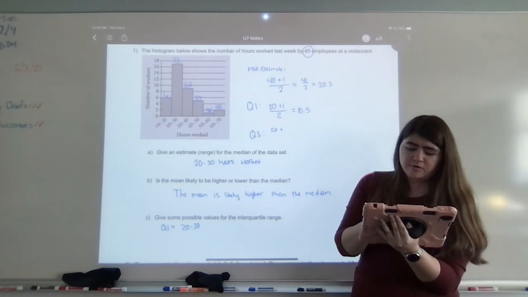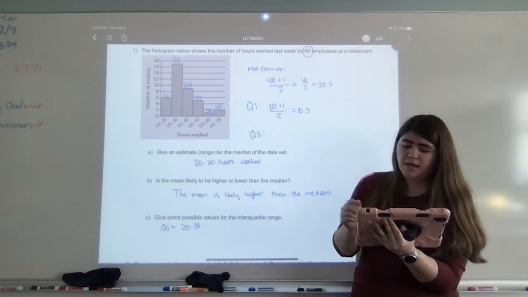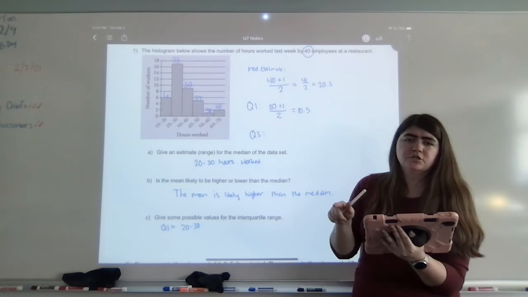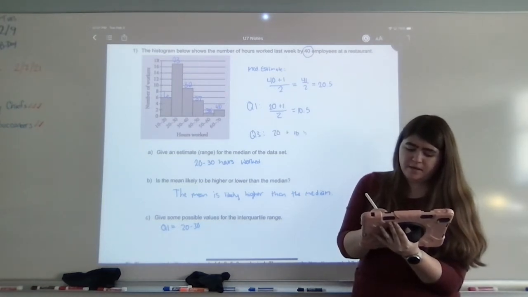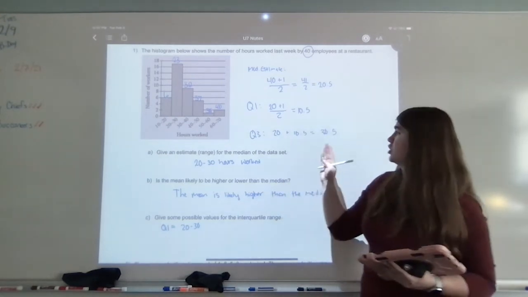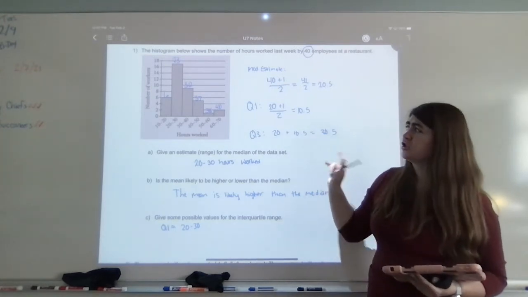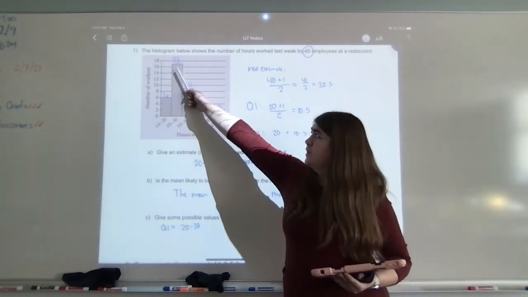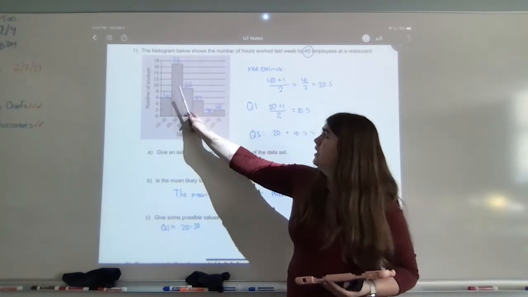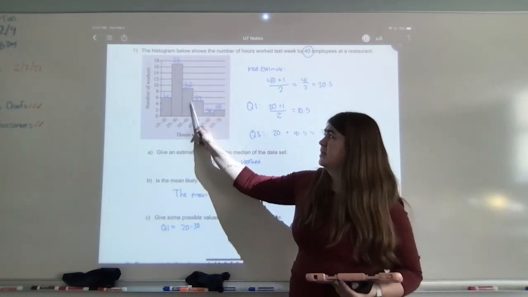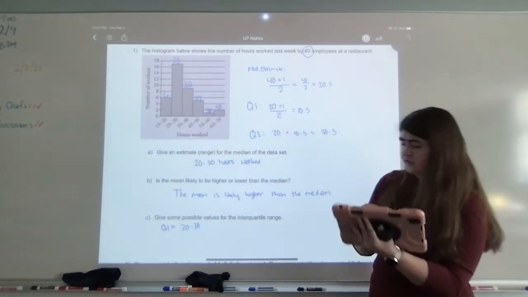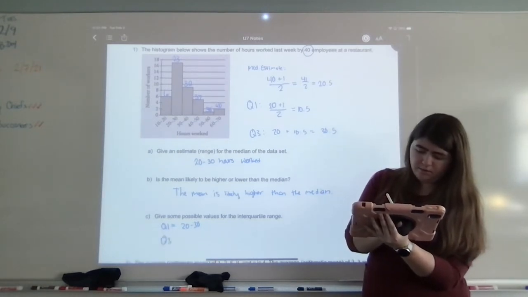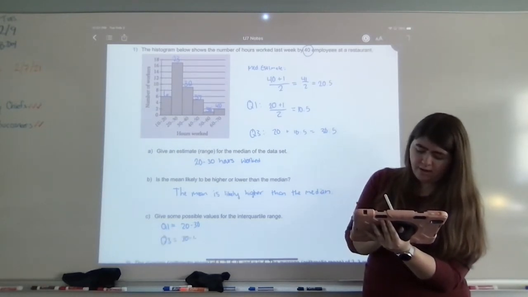And for my Q3, I don't have to do that same calculation. I just have to take this number and add it to my 20th data point. So I have 20 plus 10.5, which is equal to 30.5. So I'm in between person 30 and person 31. And person 30 has to be beyond this bar because person 23 finished this bar, and person 32 finishes this column. So both person 30 and person 31 will be in this bar. So Q3 is going to be 30 to 40 hours worked.